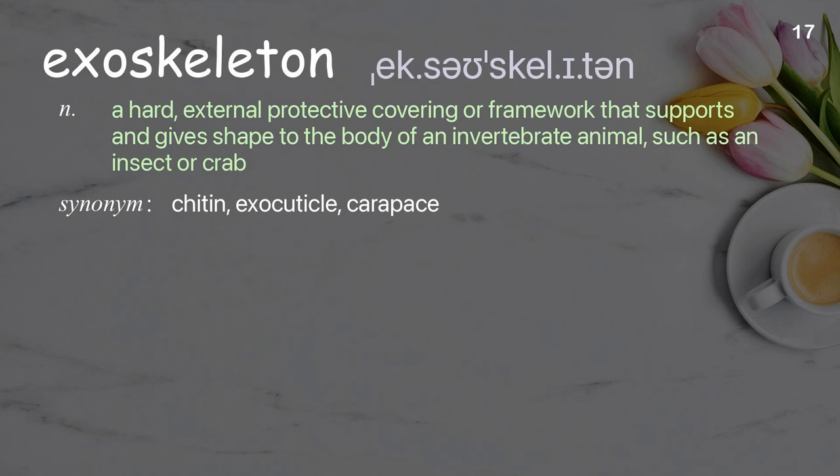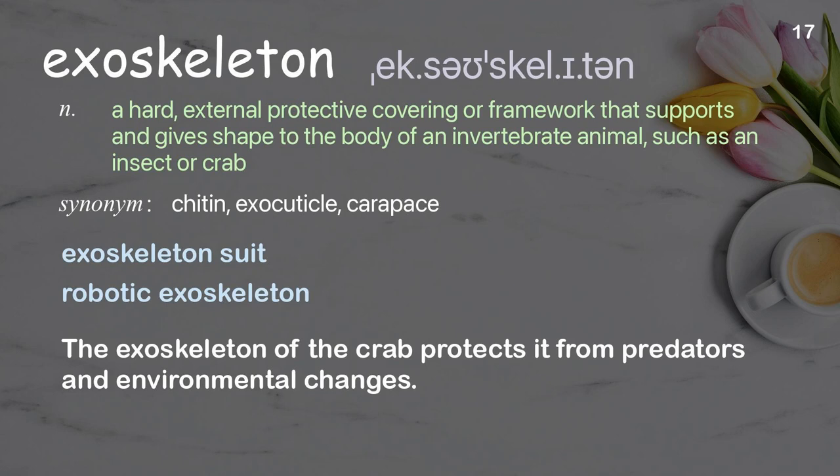Exoskeleton. A hard, external protective covering or framework that supports and gives shape to the body of an invertebrate animal, such as an insect or crab. Examples. Exoskeleton suit. Robotic exoskeleton. The exoskeleton of the crab protects it from predators and environmental changes.